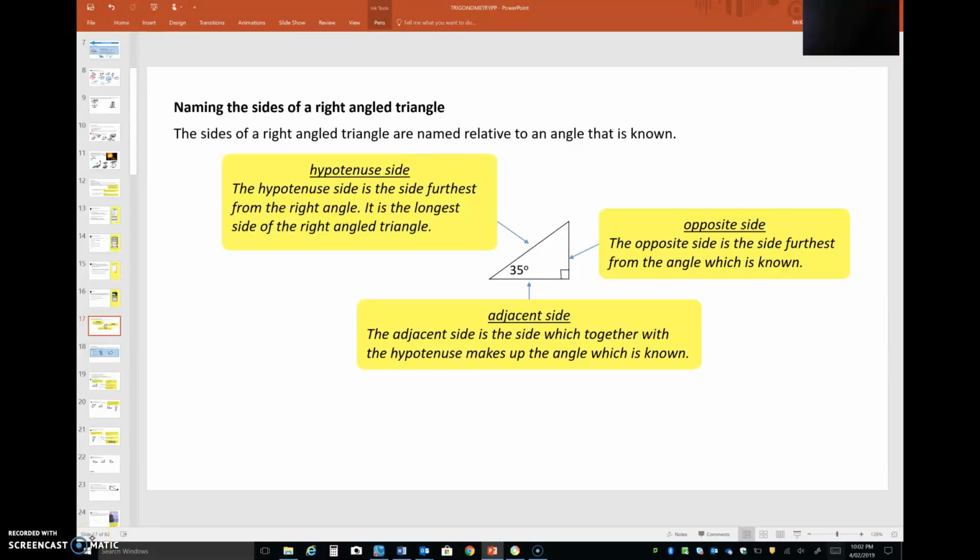Hi General Math students. We're going to do some trigonometry now involving sine, cosine and tangent. This video is going to assume that you understand how to name the sides of a right angle triangle. So we're talking about the longest side, the hypotenuse, the side that's opposite to the angle, and the side that runs alongside the angle, the adjacent side.